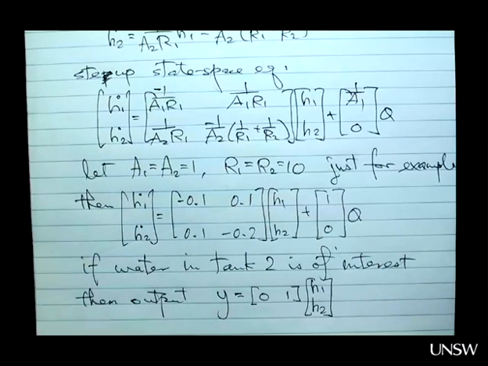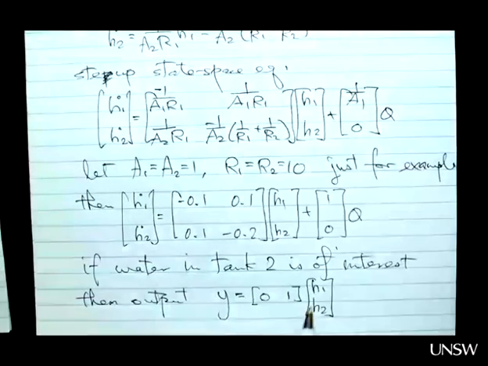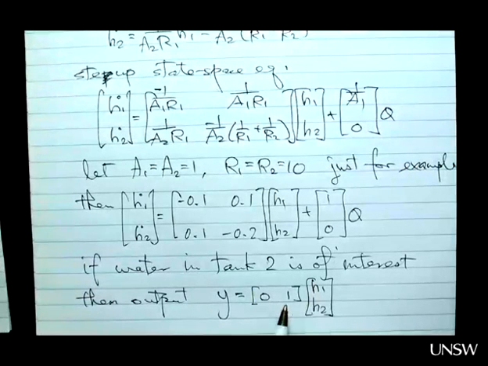Okay. Right, any questions so far? We're interested in the water level tank 2, H2. So 0 times H1 is 0, 1 times H2 is H2. It is, for this problem, if we are interested in the water level tank 2, okay?